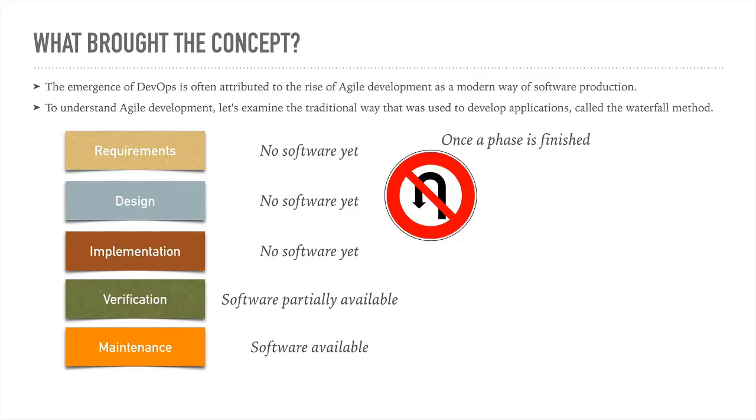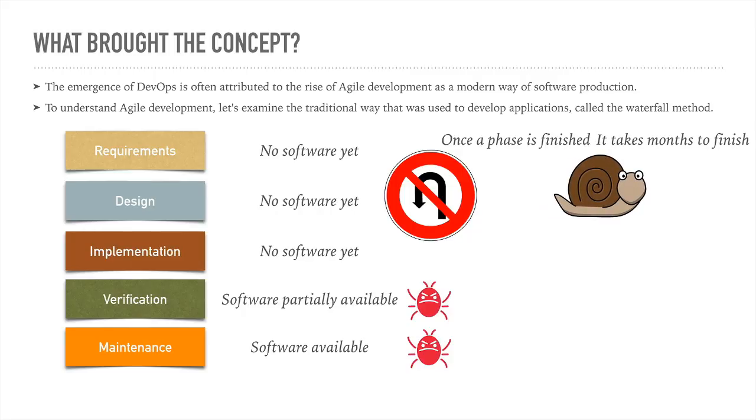And of course, this has some drastic consequences. For example, bugs are spotted late. As you can see here, they are spotted late in the software lifecycle, in the verification or the maintenance phase, where I do have a working copy or a semi-working copy of the application. And of course, it takes months to finish this process.